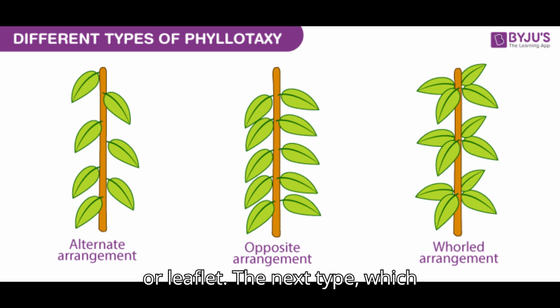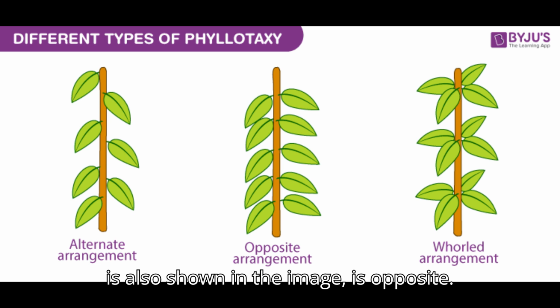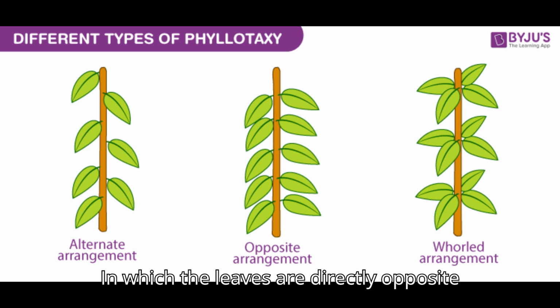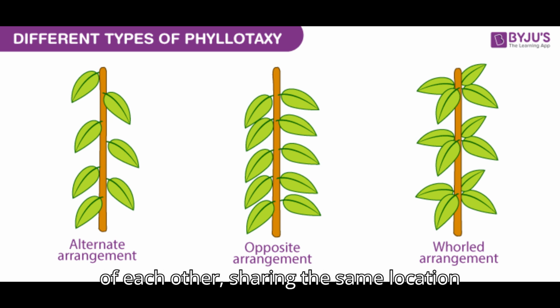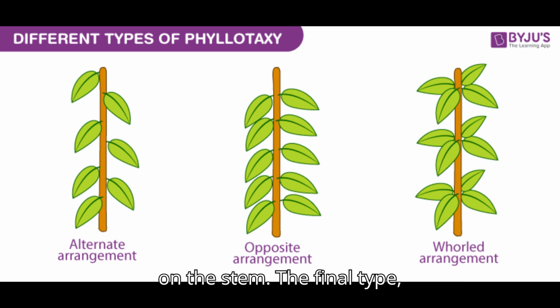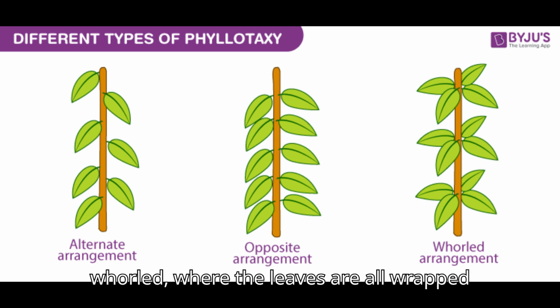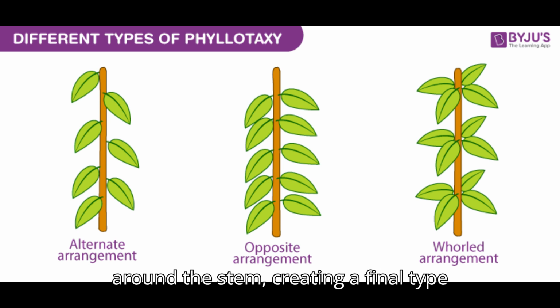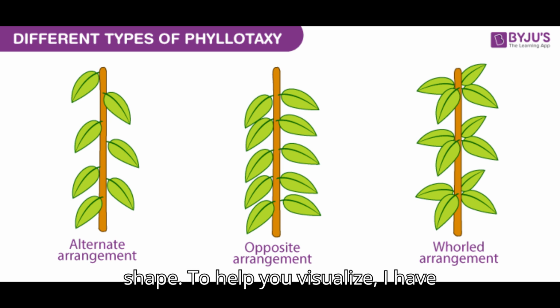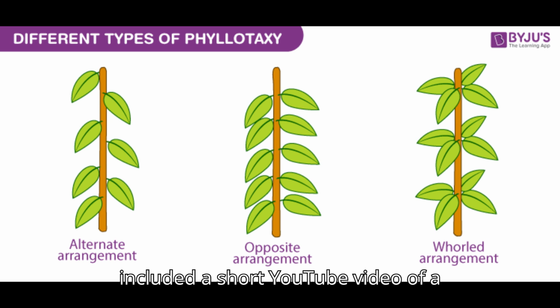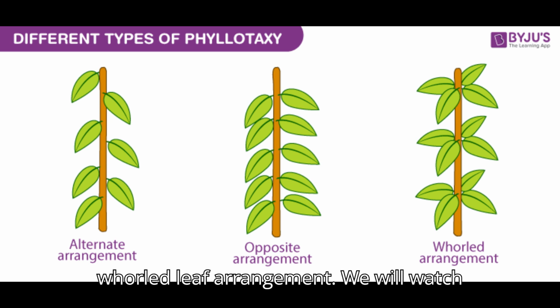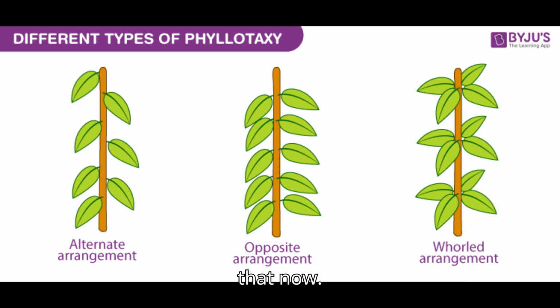The next type, which is also shown in the image, is opposite, in which the leaves are directly opposite of each other, sharing the same location on the stem. The final type, which is also shown in the image, is whorled, where the leaves are all wrapped around the stem, creating a funnel type shape. To help you visualize, I have included a short YouTube video of a whorled leaf arrangement. We will watch that now.